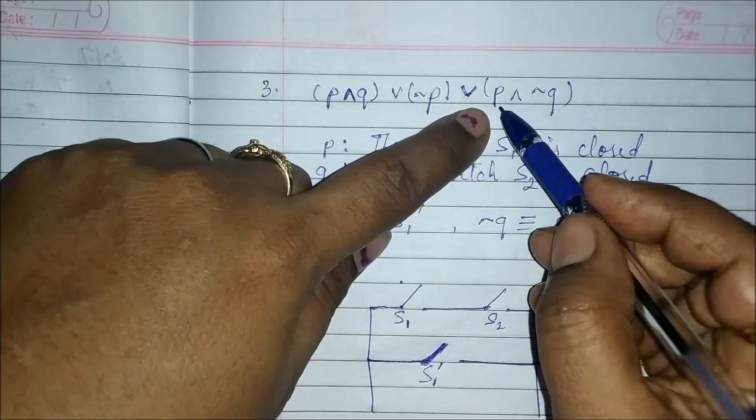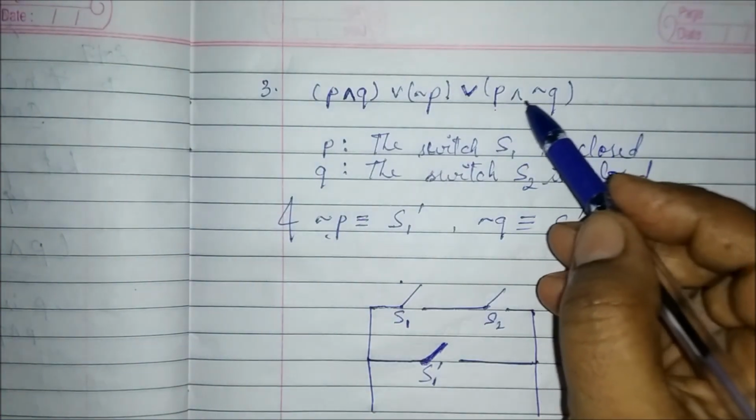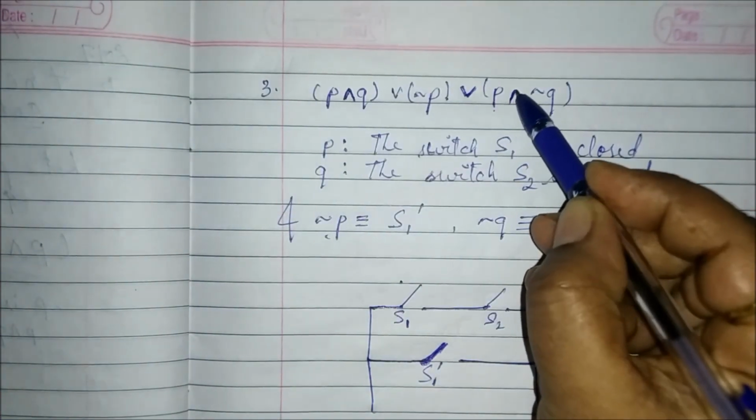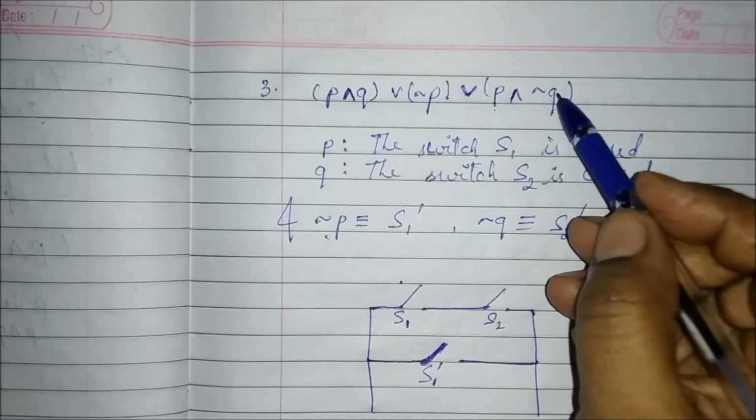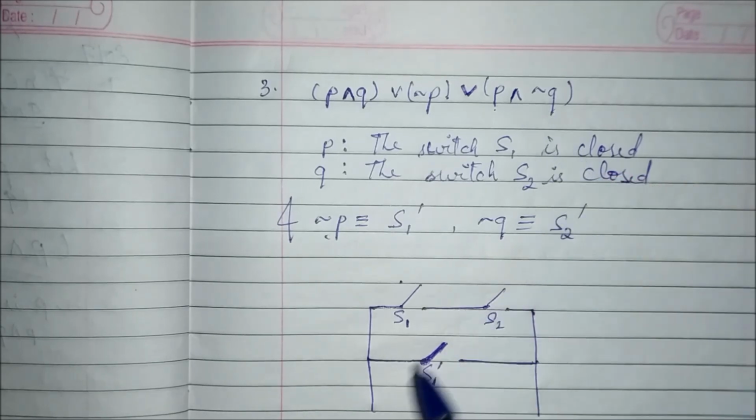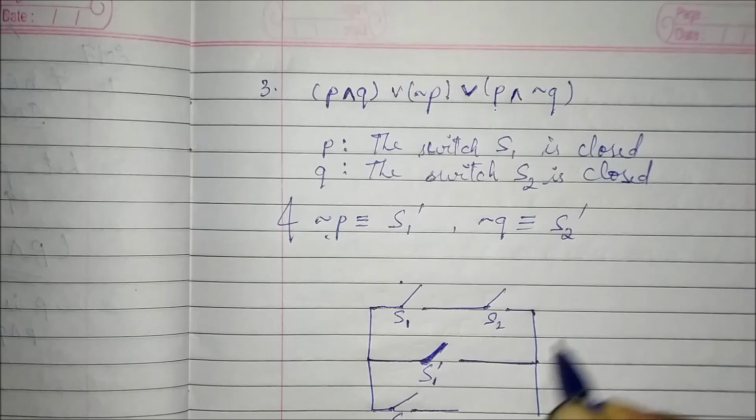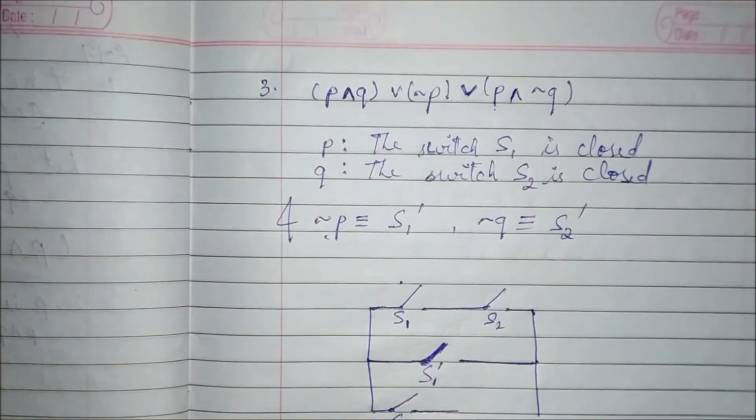What do we have to connect in parallel? See, in the last bracket we have P and not Q. Here and is given, so P and not Q are connected in series. P is switch S1. So switch S1 is connected in series with switch not Q. Not Q means S2 dash.